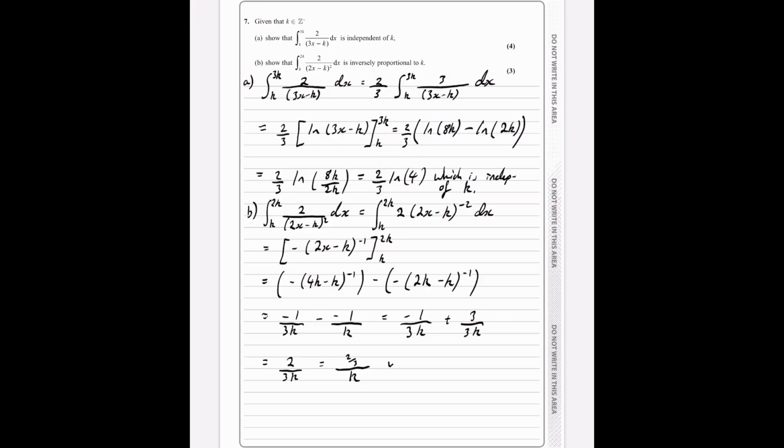The advantage of writing it like that is we can quite clearly see that we're dividing by k here. We've got a constant divided by k, and that's the structure of an inversely proportional relationship. So the area is inversely proportional to k, which is what the question's asked us to show.